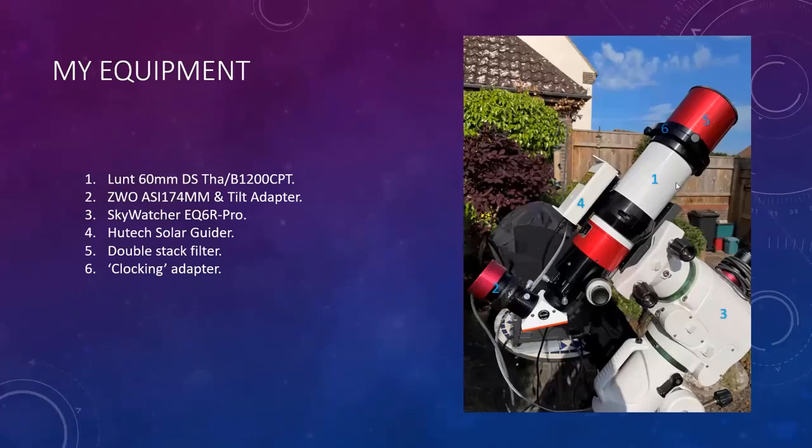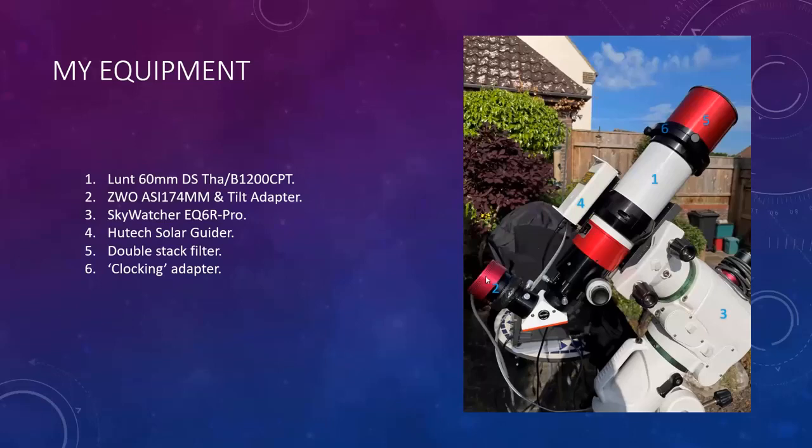But number one is the main scope itself. So that's a 60mm Lunt pressure tuned hydrogen alpha telescope. It's the dedicated hydrogen alpha telescope. Lunt now do ones that enable you to image the sun and also do deep sky photography as well.